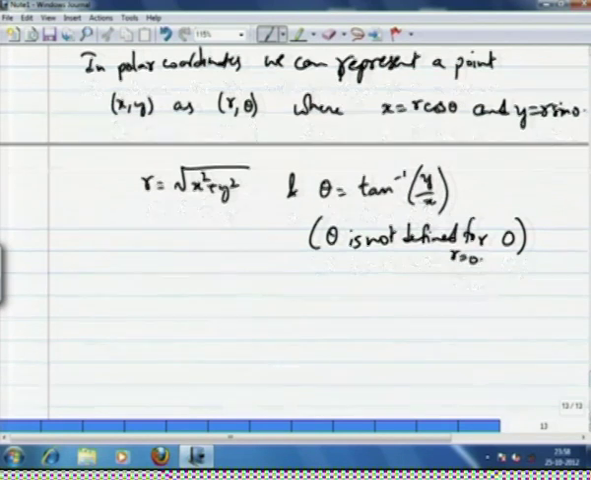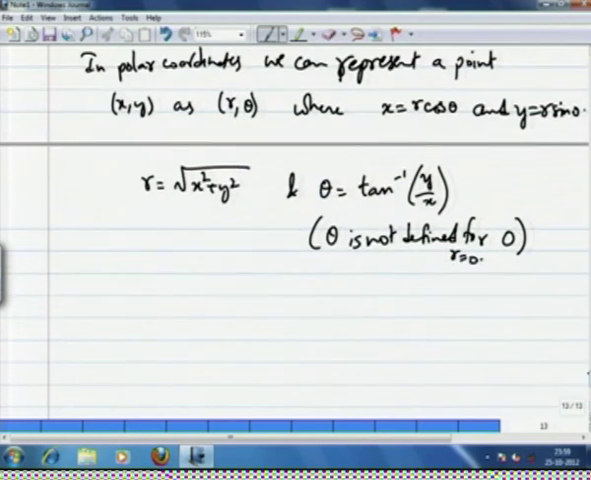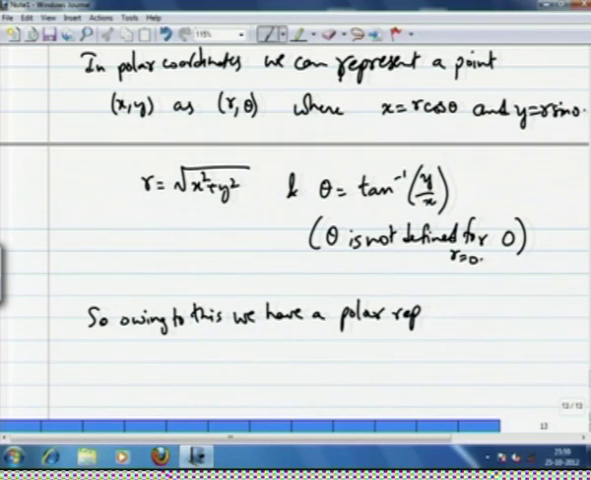For non-zero complex numbers, we have r is this and theta is tan inverse of y by x, except for when x is 0. When x is 0, depending upon the sign of y, you decide whether theta is pi by 2 or 3 pi by 2. And that was polar coordinates. And likewise, owing to this, we have a polar representation of a complex number.